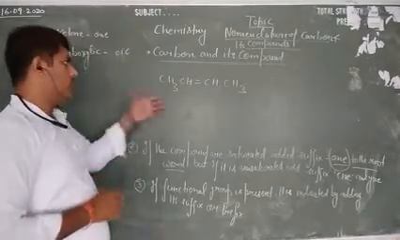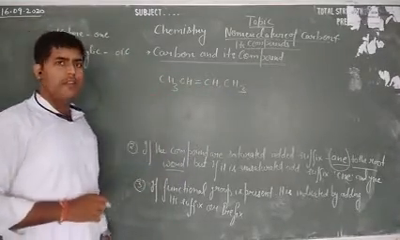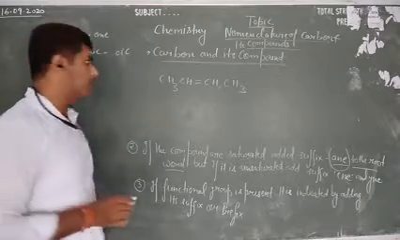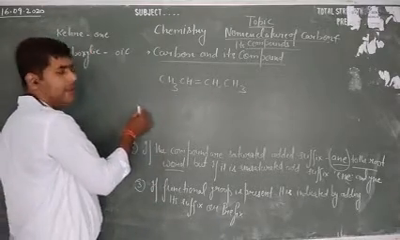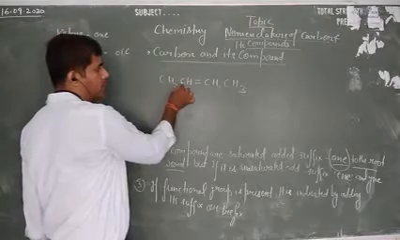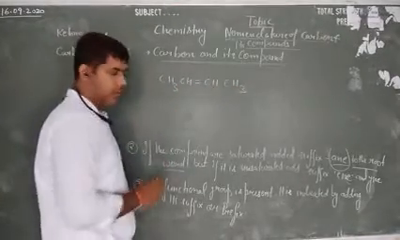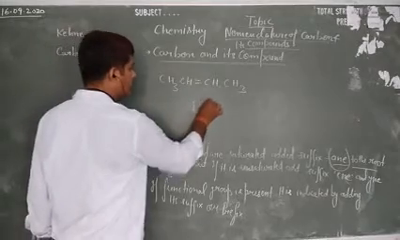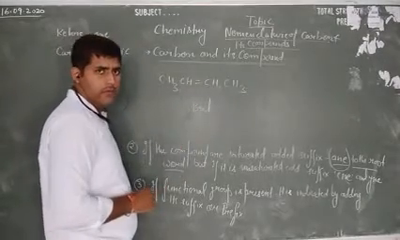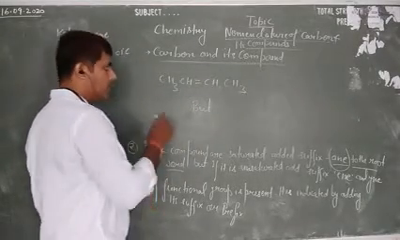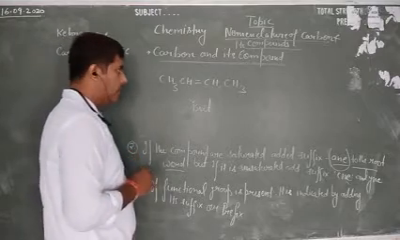Now, what do you observe here? First, we count the number of carbon atoms. How many carbons are present? 1, 2, 3, 4. So what is the root word? But. What is the root word here? But.